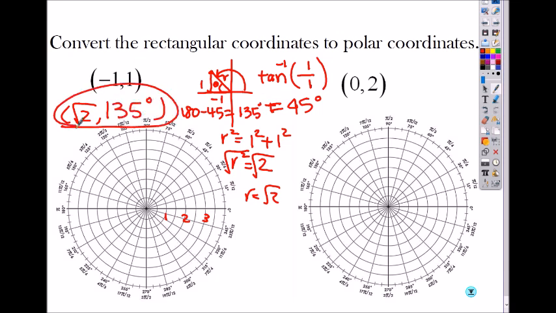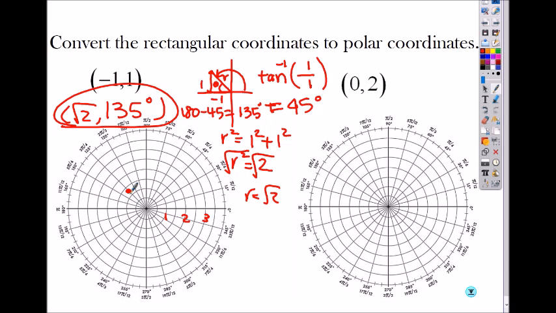So let's go ahead and plot it. It is 135, which is 45 in the second quadrant, and it's 1.4. So that's where it goes. Okay?